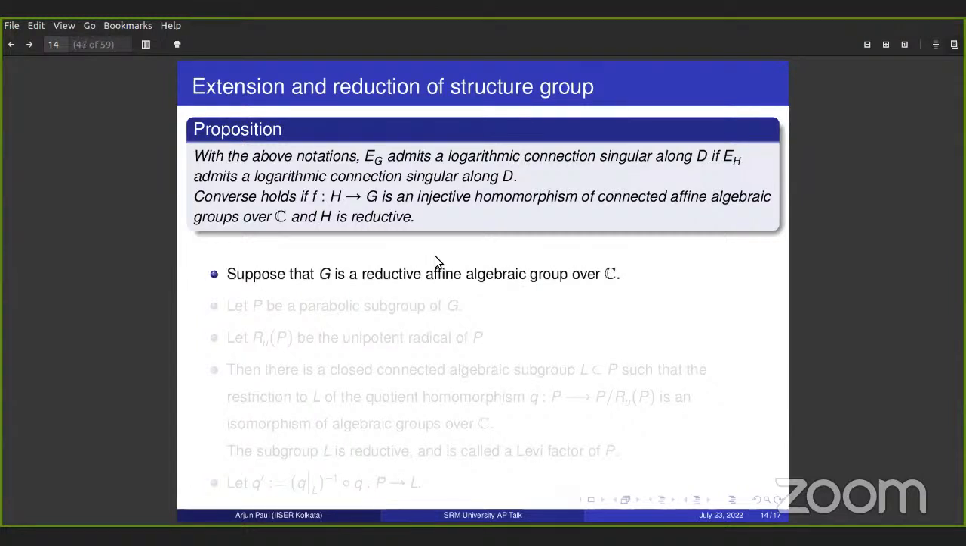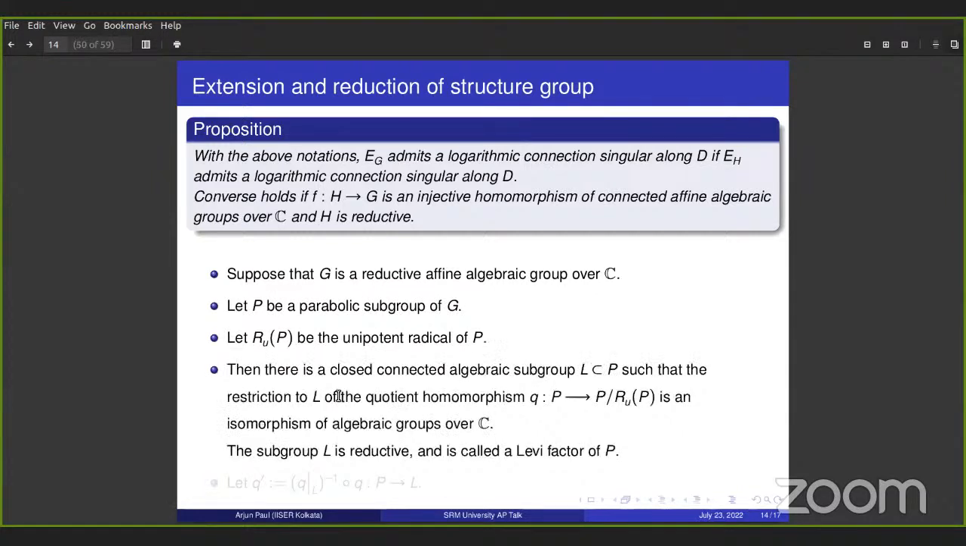Now we study what happens under the reduction of the structure group. Suppose G is a reductive affine algebraic group over C and P is a parabolic subgroup of G. And let R_u(P) be the unipotent radical of P. Then there is a closed connected algebraic subgroup L of P such that the restriction to L of the quotient homomorphism P to P modulo R_u(P) is an isomorphism of algebraic groups over C. Such a subgroup L is called a Levi factor. This is actually a reductive algebraic subgroup, and this is called a Levi factor of this parabolic subgroup P.